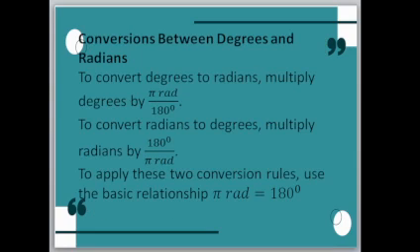Now we have the conversions between degrees and radians. To convert degrees to radians, multiply degrees by pi radian over 180 degrees. And to convert radians to degrees, multiply radians by 180 degrees over pi radian. So to apply these two conversion rules, use the basic relationship. Pi radian is equivalent to 180 degrees. So 180 degrees is equivalent to pi radians.